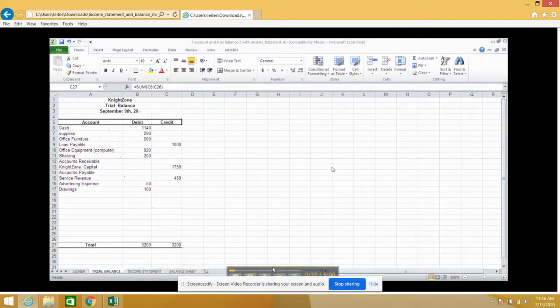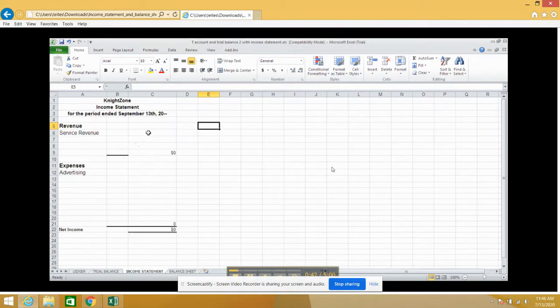From there, we need to learn how to make an income statement. So we're going to take the balances from the trial balance and put them on to the income statement. We only need to take revenues and expenses. So the service revenue was $450. So we'll put service revenue for $450. And if you can recall, expenses were $50 for advertising.